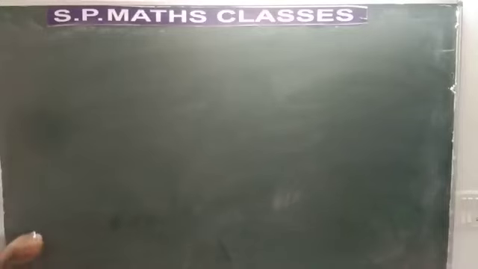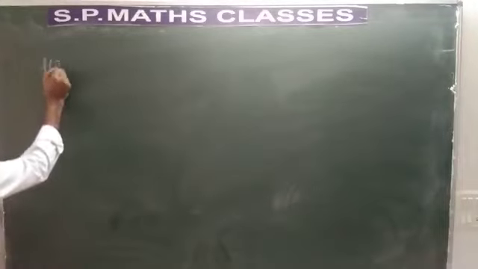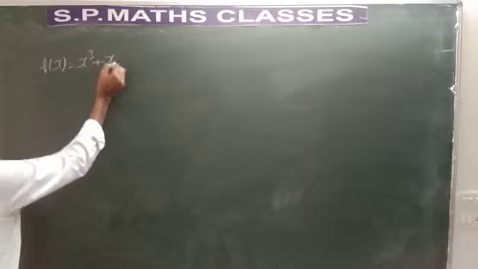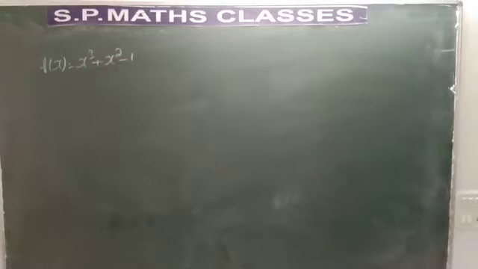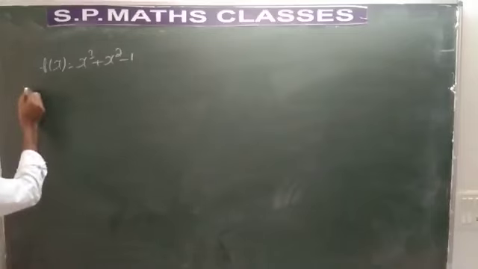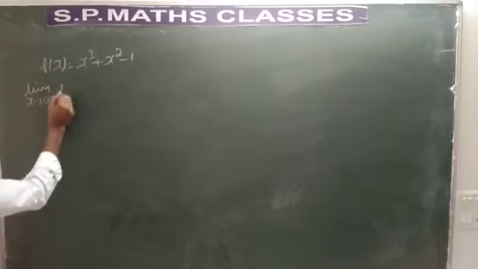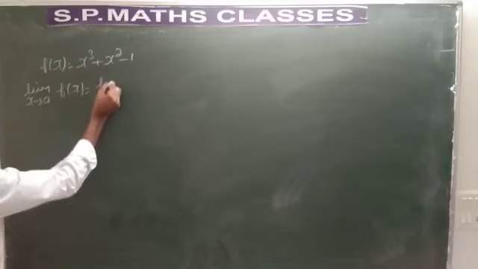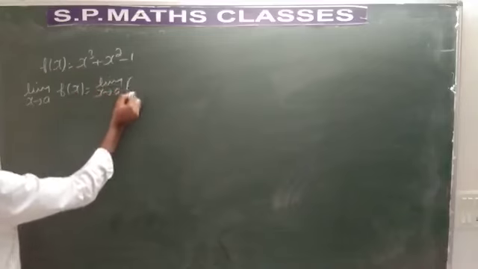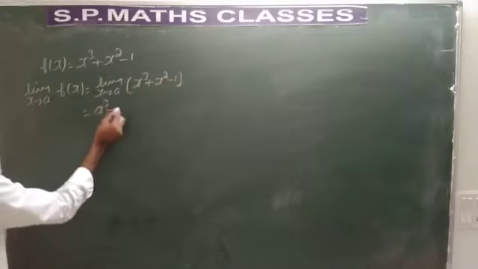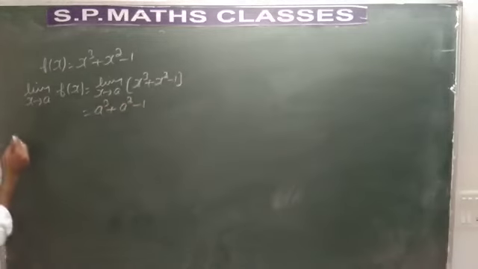Discuss the continuity of the function. It is given f of x is equal to x cube plus x squared minus 1. We need to discuss the continuity of the function. Now, let us take x equal to a. So, limit as x tends to a of f of x, limit as x tends to a of x cube plus x squared minus 1. What happens? a cube plus a squared minus 1.